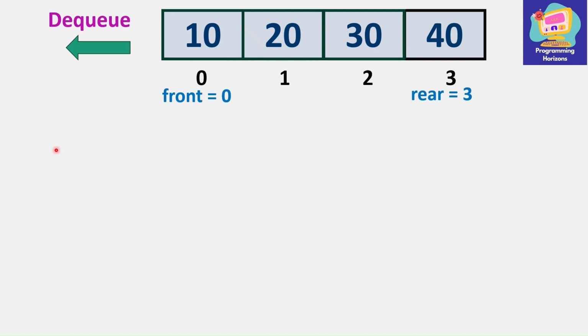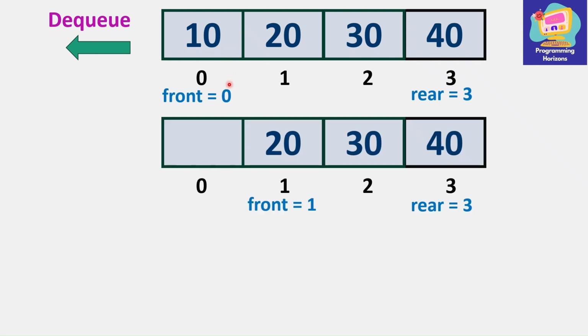Dequeue means removal or deletion of the first element of the queue. In this case, as you can see, the queue is already full. Front is pointing to index 0 while rear is pointing to index 3. And now if we perform the dequeue operation, then the first element, that is 10, will be removed from the queue. So this is what we get after performing the first dequeue operation. This time front will be incremented by 1 and rear will not be touched. Rear is only used for insertion.